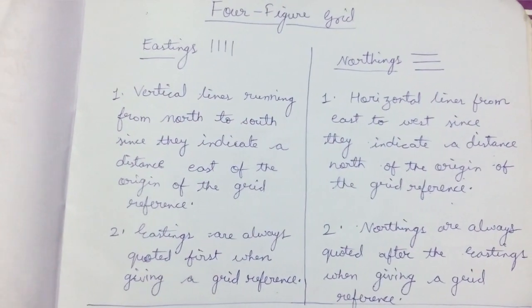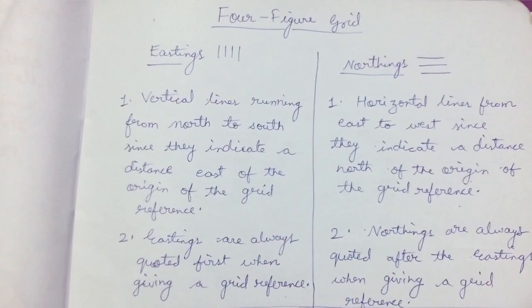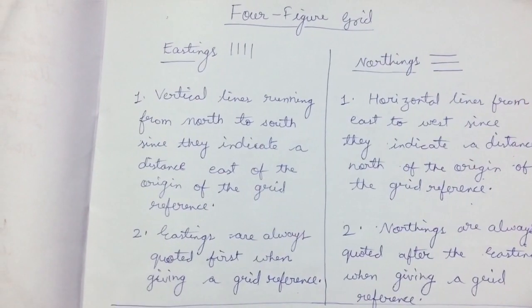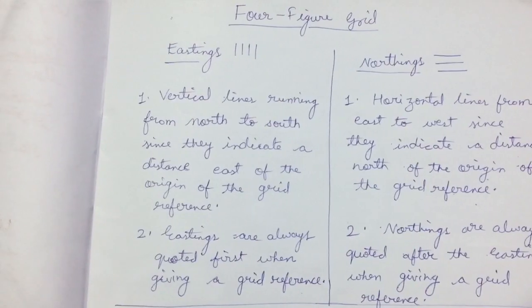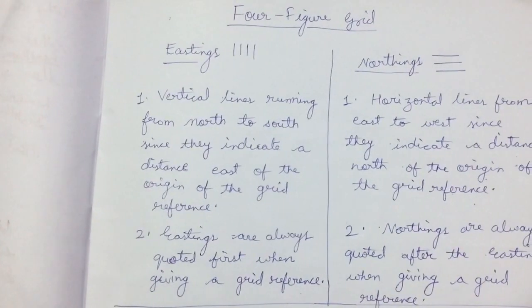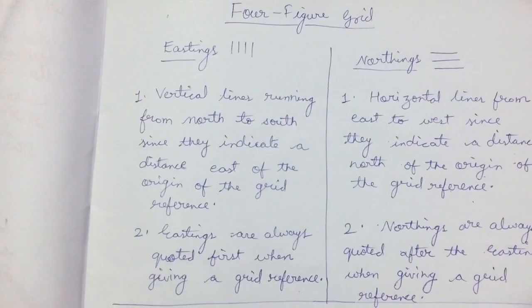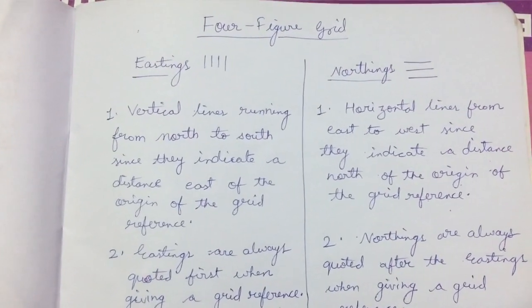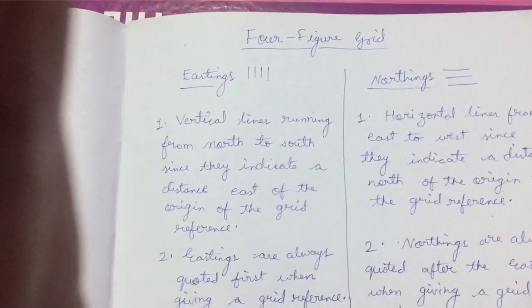Hello students. So today we are going to do one of the important topics in topographical maps, that is the four-figure grid. Before the calculation of this four-figure grid, we need to identify the two terms given here, which are eastings and northings.